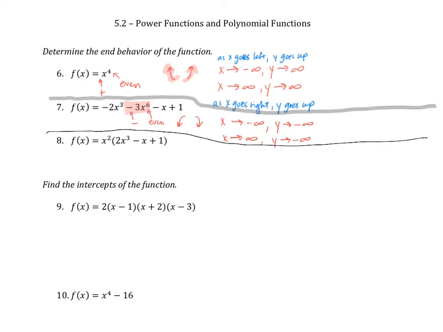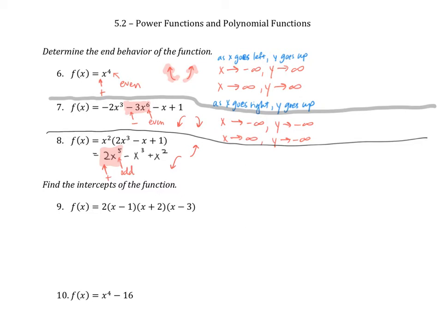Number 8. Here, in order to find the leading term, we need to distribute this out. So we will get 2x to the 5th minus x cubed plus x squared. Here, the exponent of 5 is the largest, so the leading term is the first one, 2x to the 5th. In this case, I have a positive coefficient and an odd exponent. So a positive odd. Remember, this is like an x cubed. So on the left, it's going down. On the right, it's going up. That's our end behavior graph.